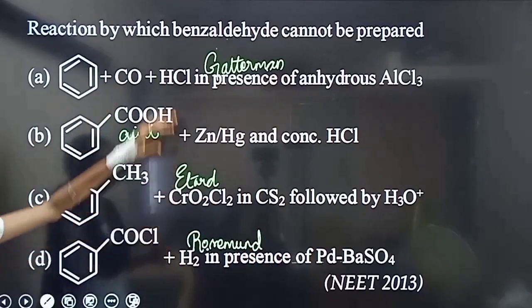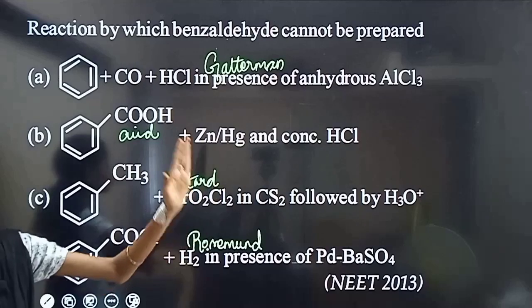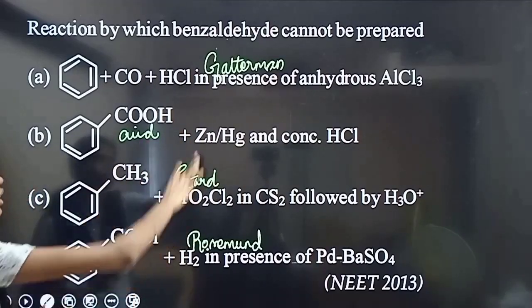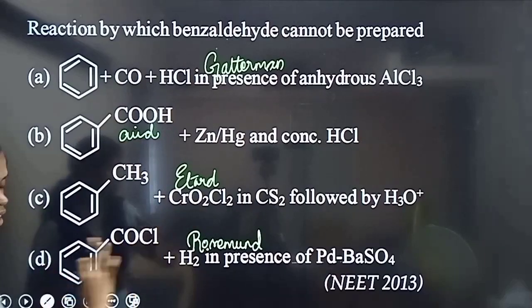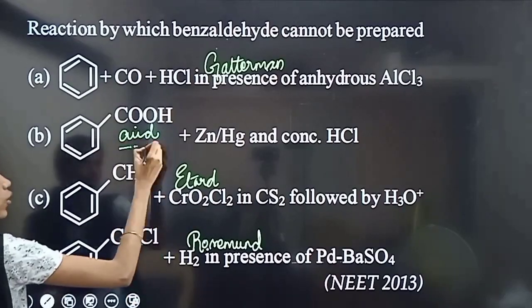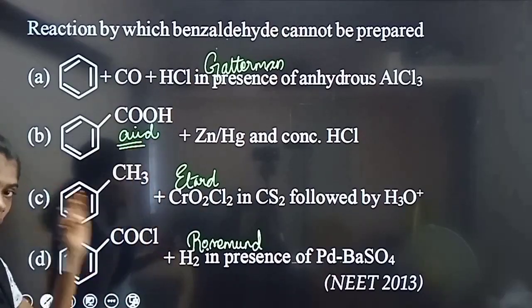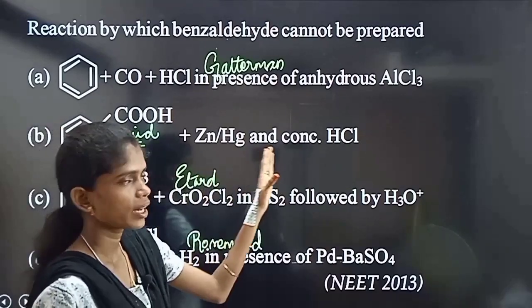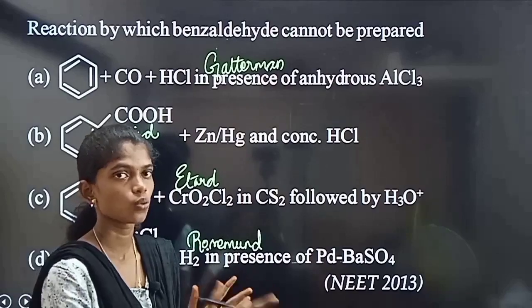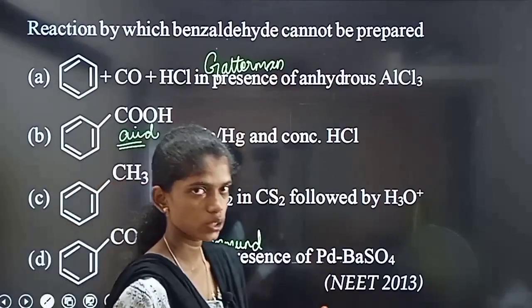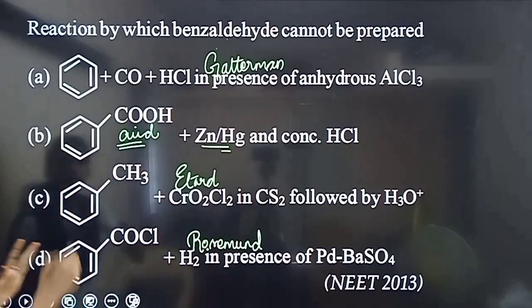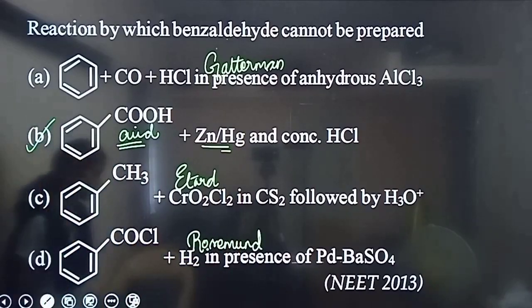So among all of these, these three are preparation methods of benzaldehyde: Gattermann, Etard and Rosenmund. But we could not reduce an acid group to an aldehyde group in the presence of zinc amalgam and conc. HCl. So converting an acid to an aldehyde is not possible with this reaction. Option B is the answer.